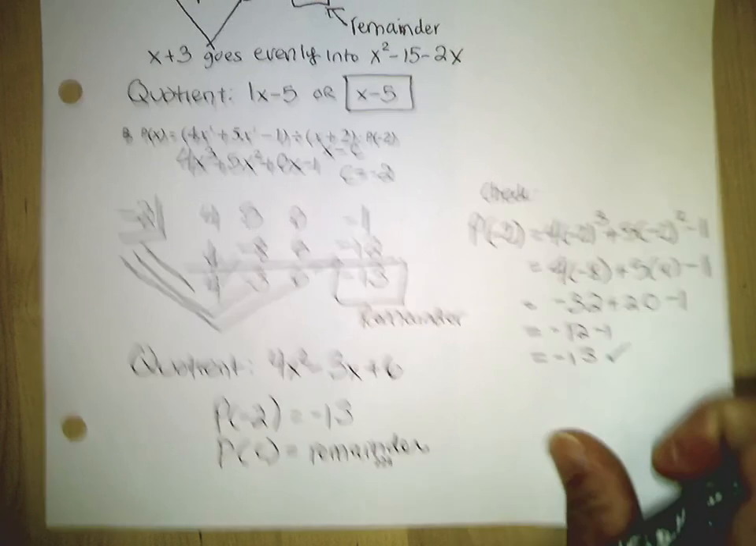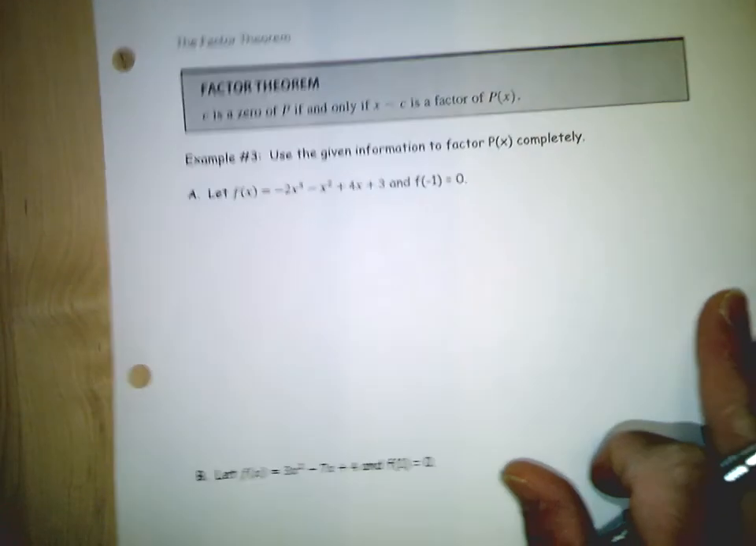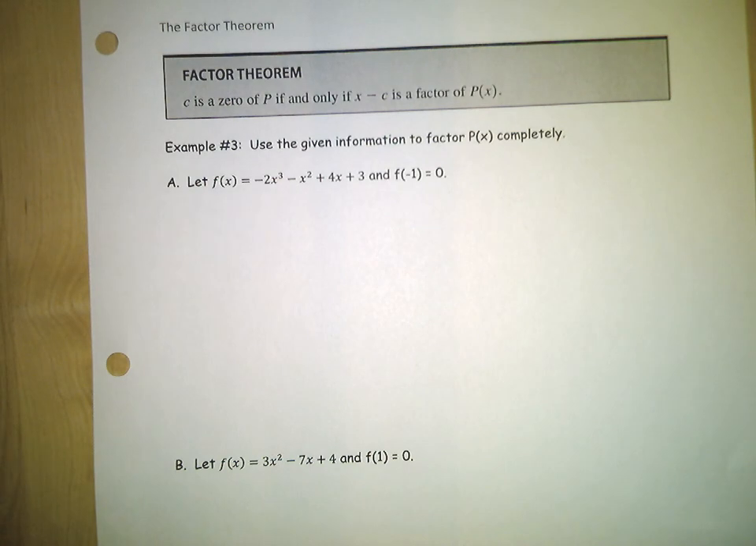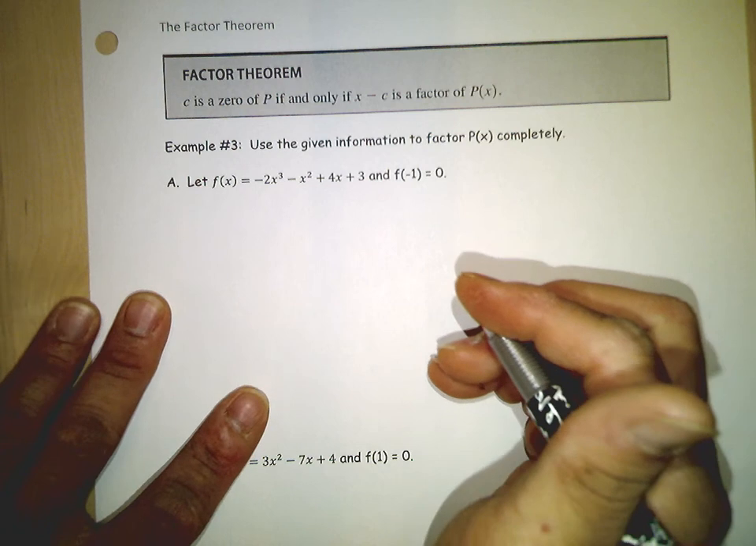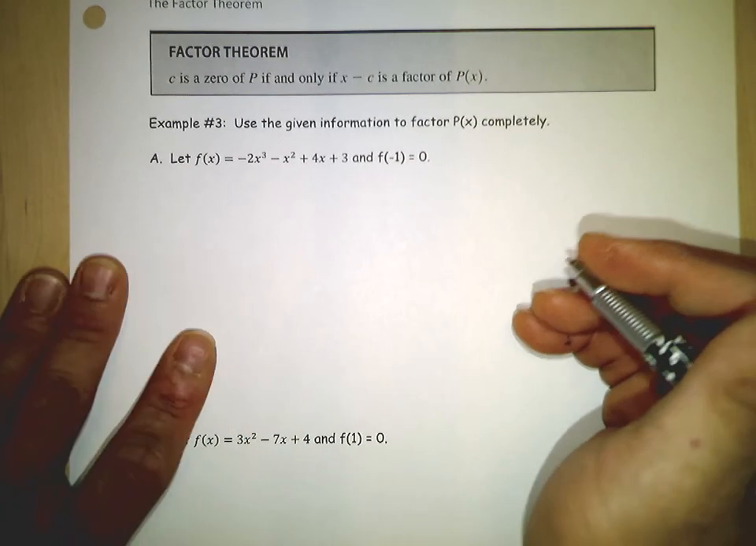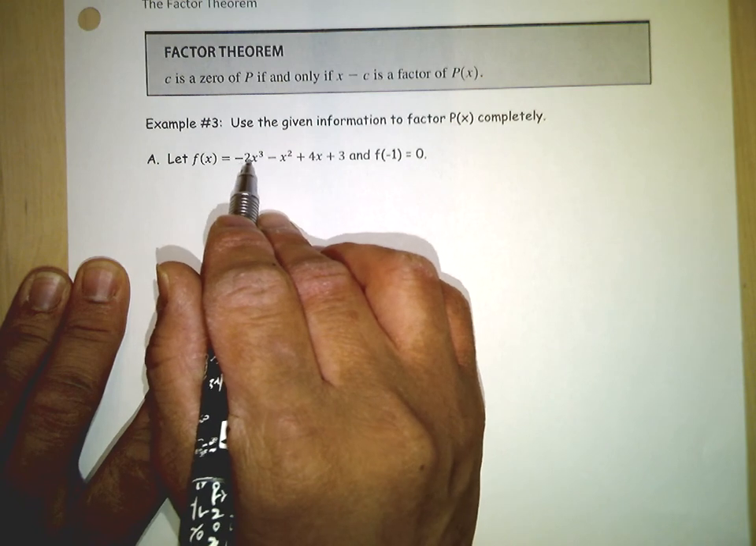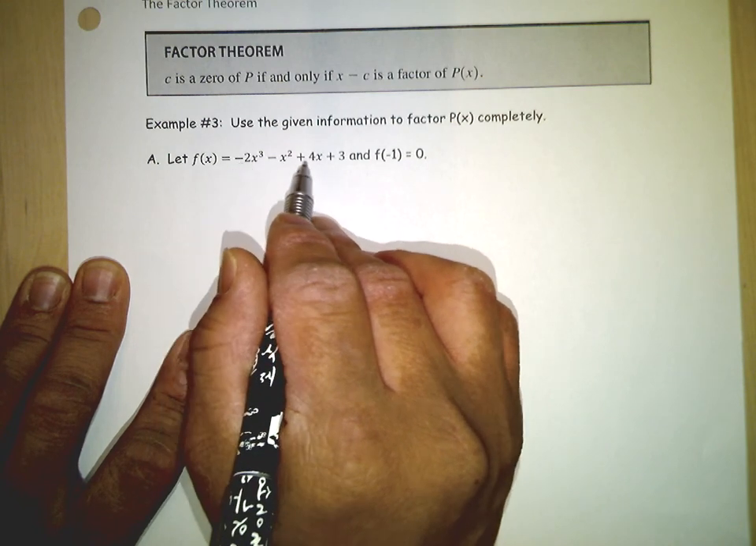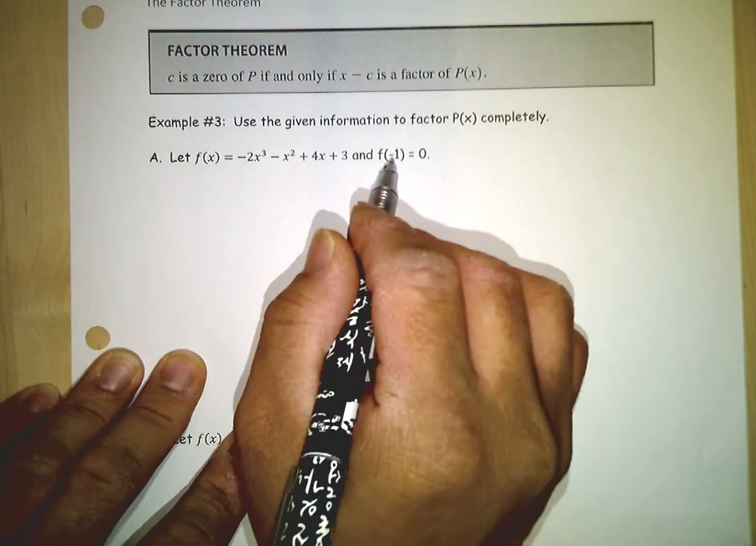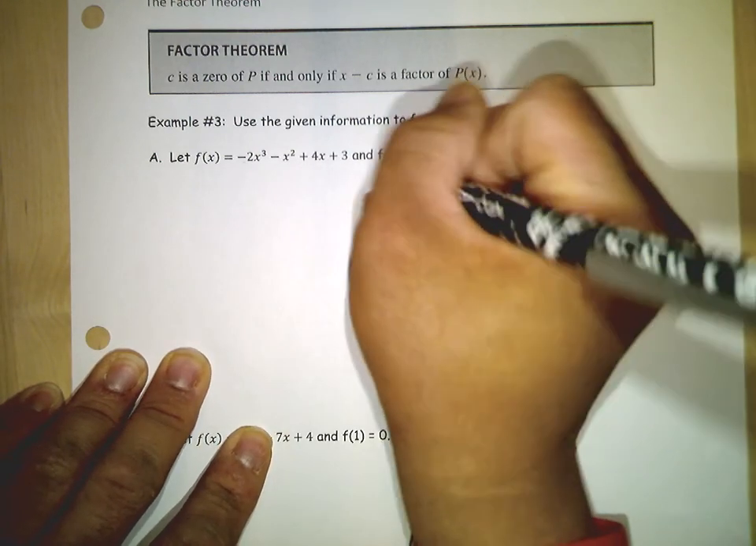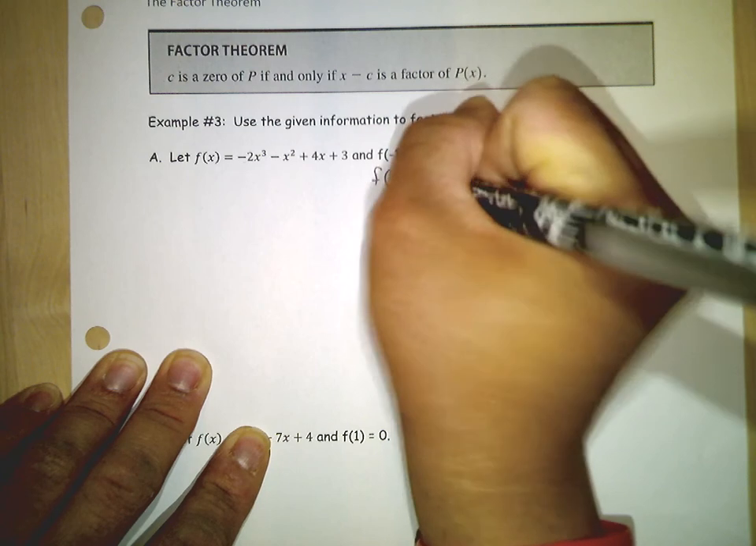And now it's time for another great example. It's time for the factor theorem. C is a 0 of p if and only if x minus c is a factor of p of x. So use the given information to factor p of x completely. Let f of x be negative 2x to the third minus x squared plus 4x plus 3, and f of negative 1 equals 0. So that means that f of c will be 0.